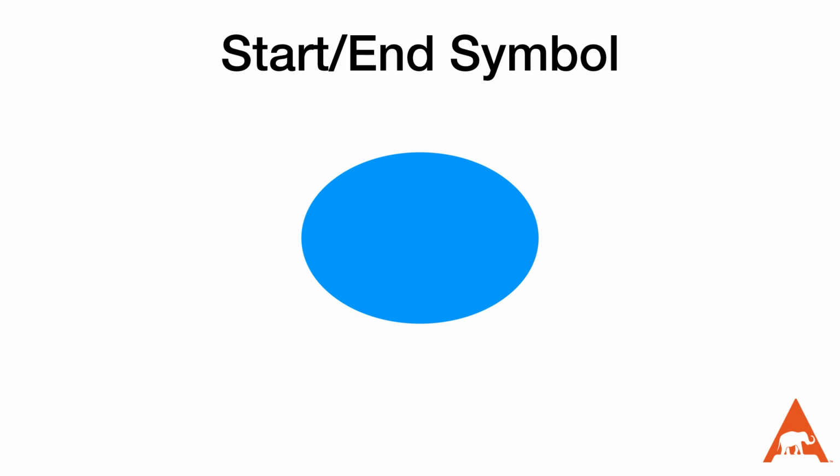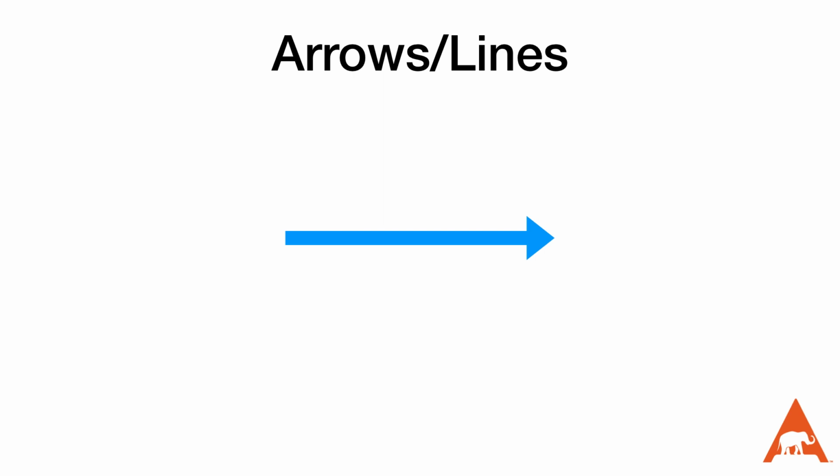The first element we'll discuss is the start and end symbols. This is used to indicate the beginning or the end of a flowchart or process. It's represented using an oval. Now, to connect all of our elements, we're going to use arrows. The arrows will indicate the direction of travel in our flowchart, and ideally, the lines won't cross to make sure it's as easy as possible to read.